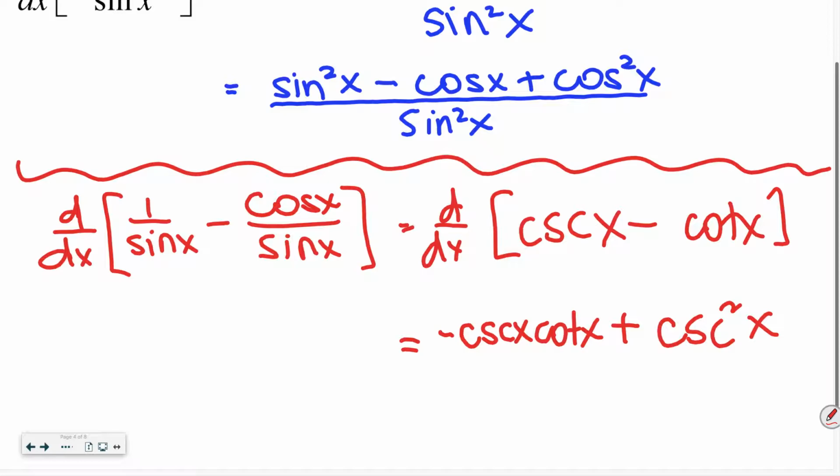However, now that we've done both ways, how many of you liked taking the quotient rule better? How many of you liked just doing the trig derivatives better? Okay, and we all have our preferences, and that's totally fine. In this case it was easier, but maybe it's not going to be all the time. Okay?